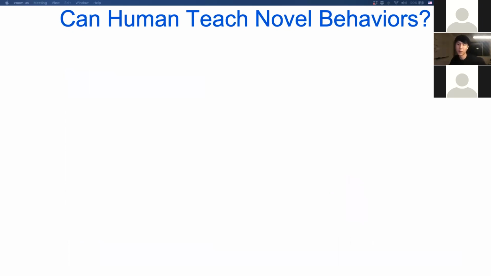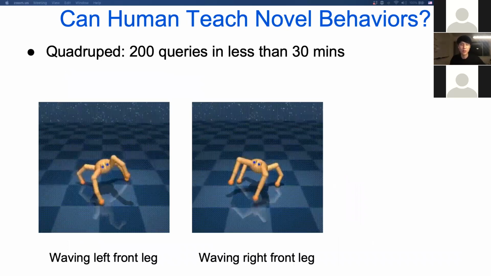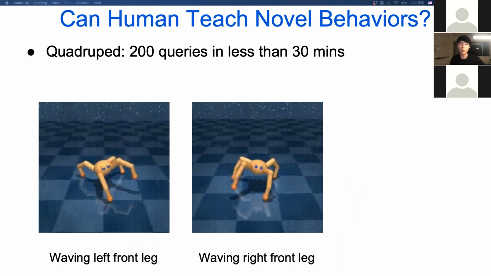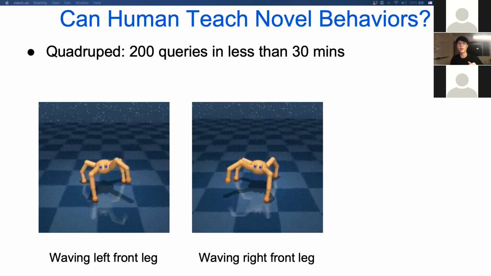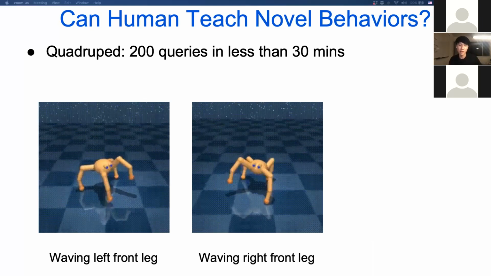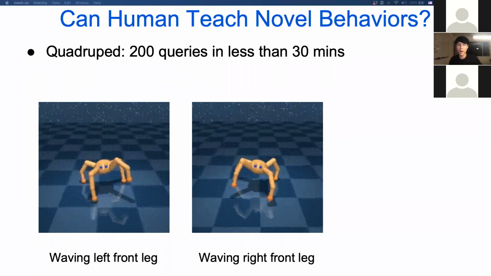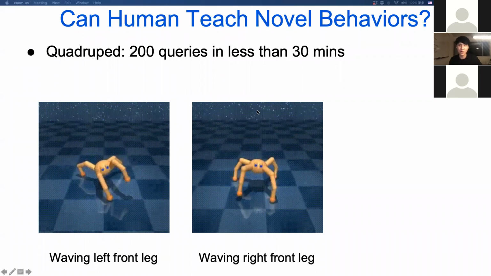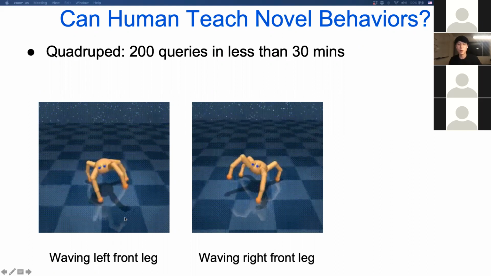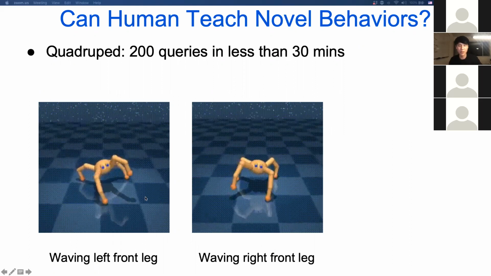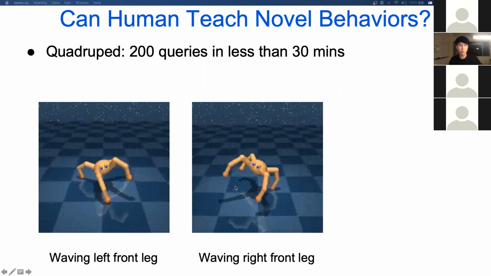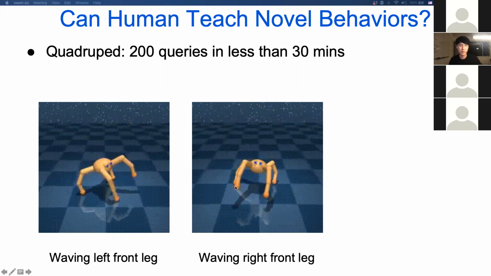First, we verify whether we can teach the novel behavior using our method. So using 200 queries, less than 30 minutes, we teach the quadruped agent to wave its front leg. The thing to note here is that we can teach our agent to perform variations of the same task. The agent on the left waves its left front leg, while the agent on the right waves its right front leg. So this implies that we can actually control the agent according to our preference.